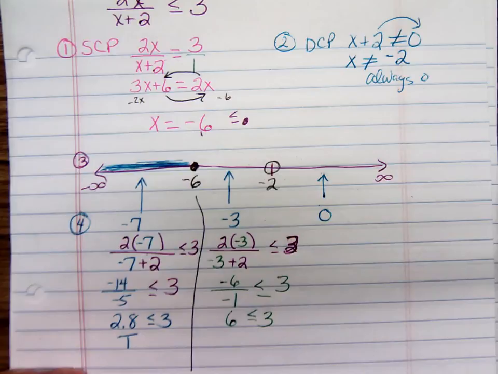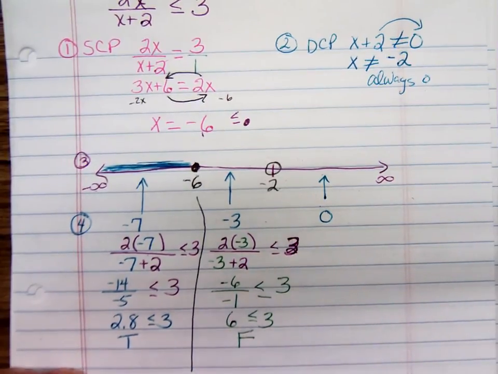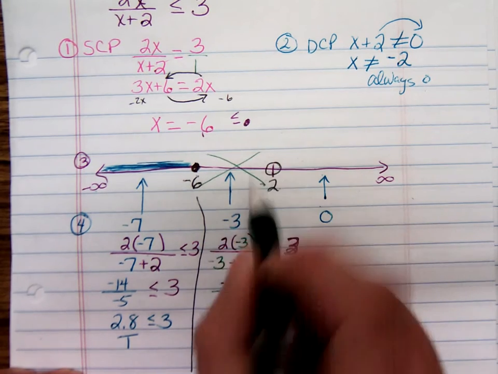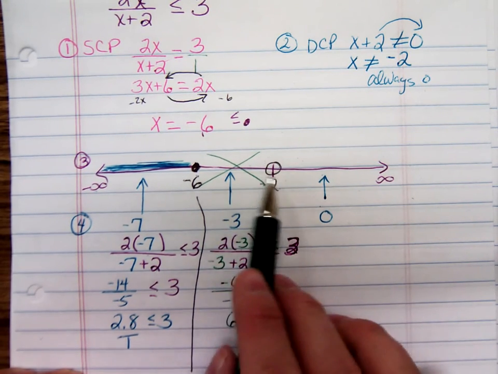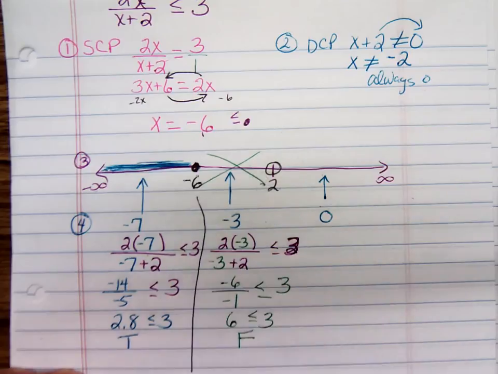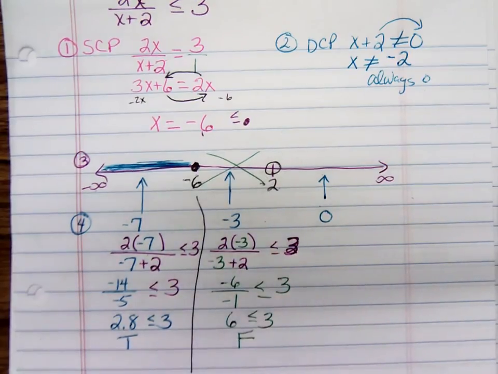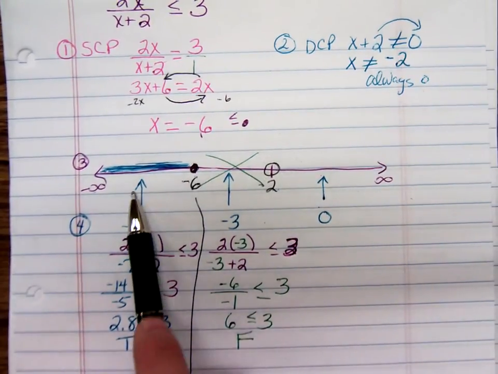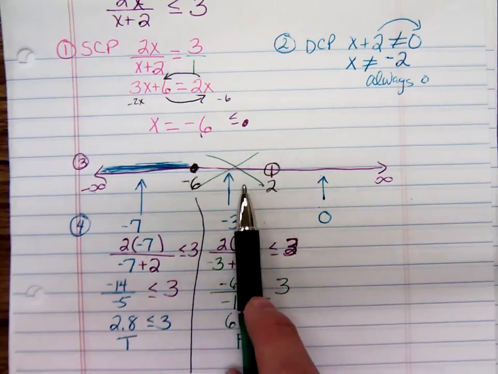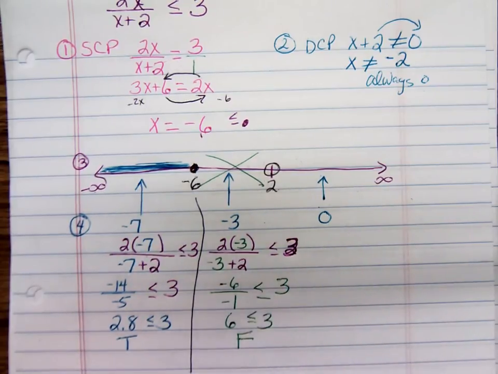That is false, isn't it? So no number between negative 6 and negative 2 would be a solution. Now if you want to guess, the first one started off as true and the next one was false. What do you think you'd probably guess if you had to guess on the next one?